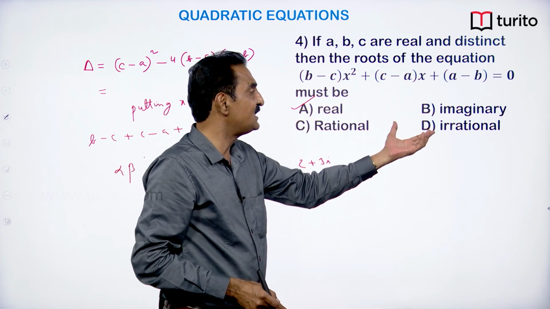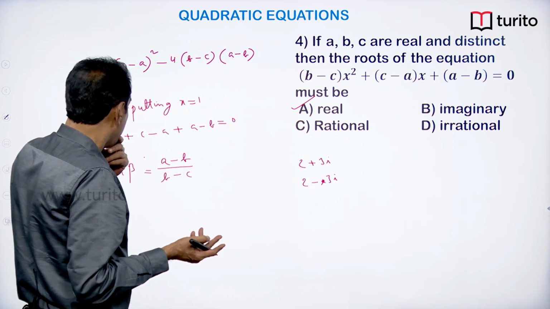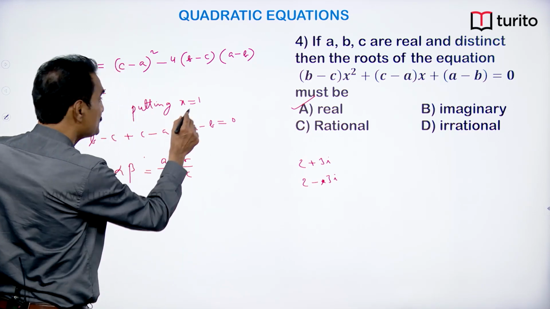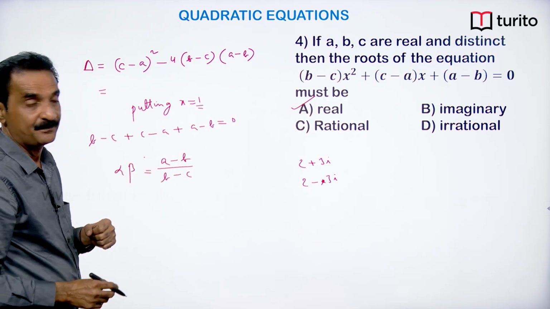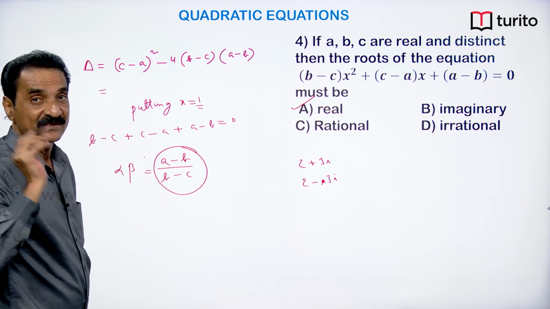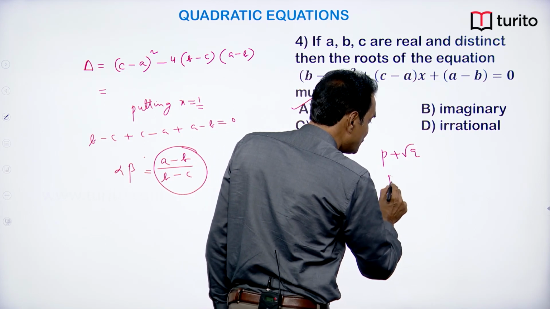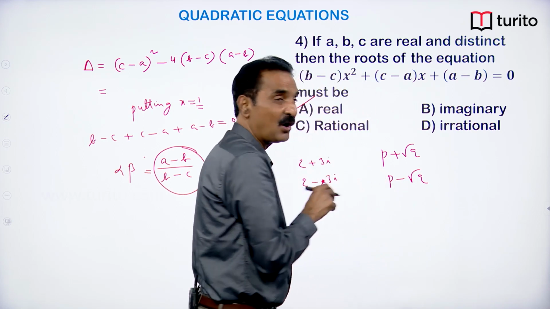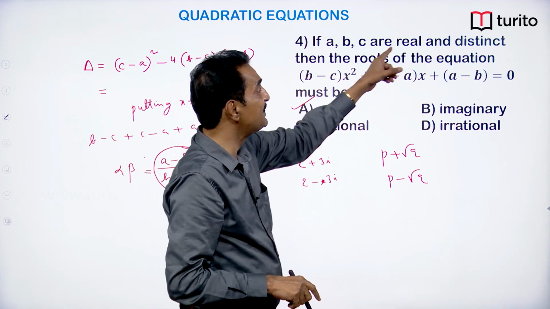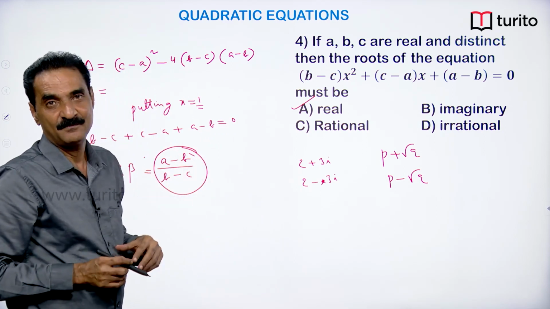And regarding rational, irrational, the real root may be rational or irrational, but that you cannot say. Here one root is 1, which is rational, but the other root may be irrational. I said that if one root is in the form of p plus root q, the other root must be p minus root q. Both must be conjugates, but that holds when a, b, c are rational. Here it is given that a, b, c are real only. That means here this root can be irrational.